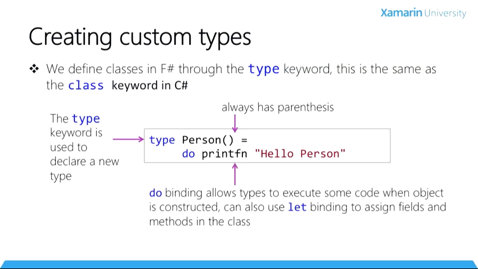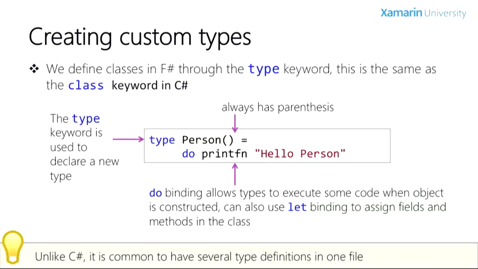And when we create a type, we can execute some initialization code, similar to a constructor in C#. In fact, it's actually turned into a .NET constructor behind the scenes in the IL. But this is done just after the type definition and often consists of two statements that are called bindings. A let binding declares private fields, actually internal by default, and methods of the class, and a do binding executes code.